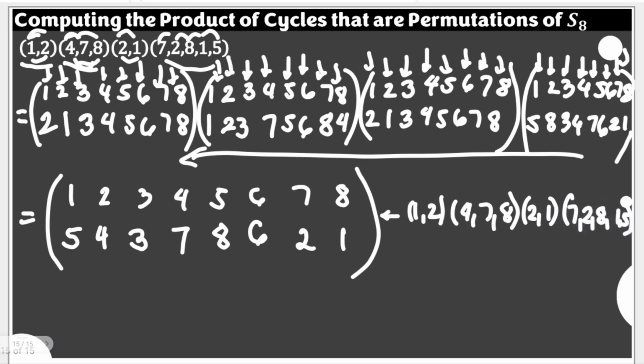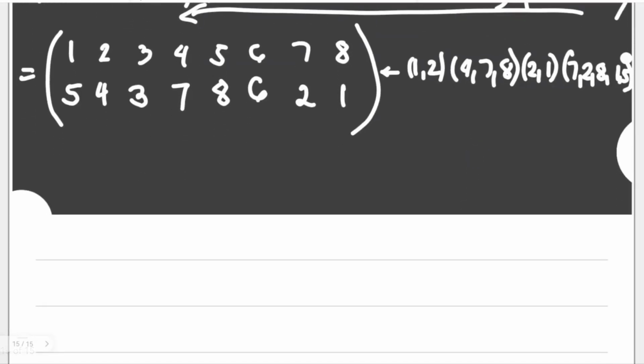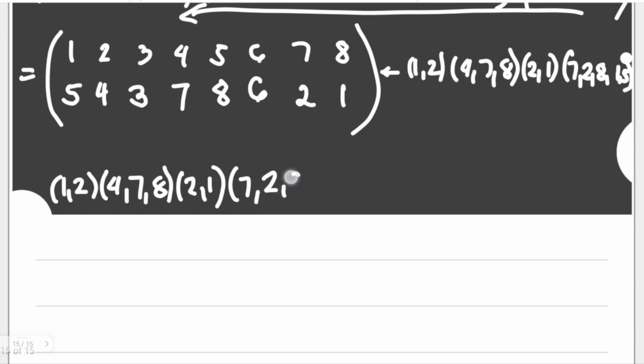and 5. So what is the shorter method here? The shorter method is simply using the given cycles. You have your 1, 2, 4, 7, 8; 7, 2, sorry, we still have 2 and 1; 2 and 1. And 7, 2, 8, 1, and 5.